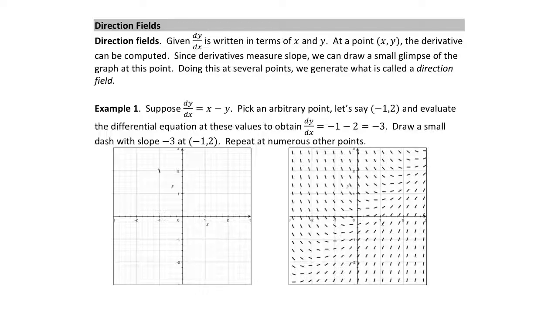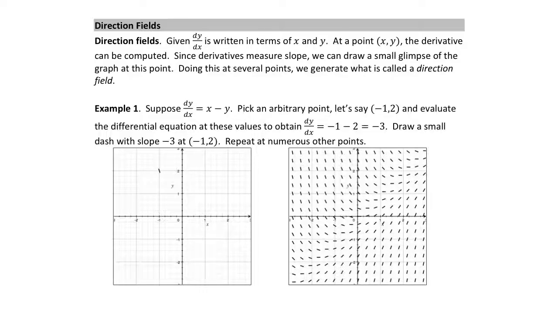Okay, so suppose that our differential equation is of the form where the derivative is some function of x and y. So we can explicitly solve for the derivative, and it's what's called a first order derivative because it only involves dy dx. It doesn't involve the second, third, or higher order derivatives. So if dy dx is written in terms of x and y, at any particular point, we can compute the derivative by substituting the x and y values into the expression. Derivatives measure slope, so we can draw a small line at that particular point with the given slope.